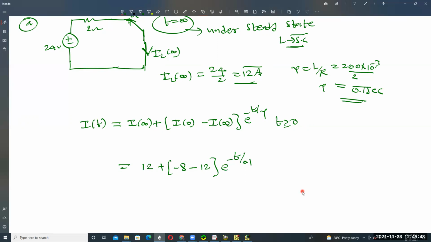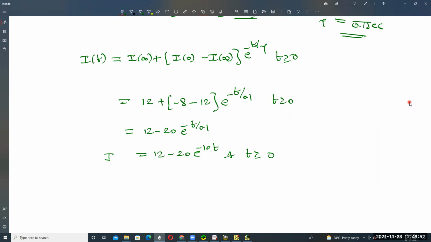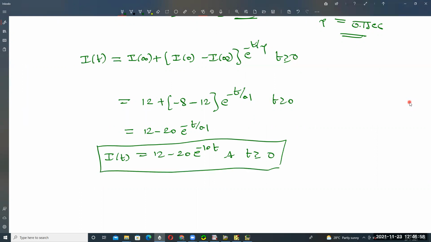So with 0.1 second, for t greater than or equal to 0, this expression becomes 12 minus 20 into e power minus t divided by 0.1, which is equal to 12 minus 20 into e power minus 10t amps for t greater than or equal to 0. This is our expression I of t.